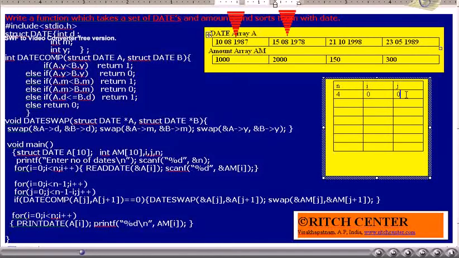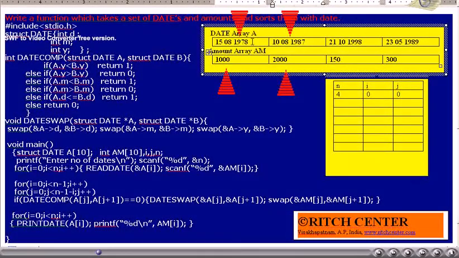Now the first two dates are compared. As the second date is older than the first date, they are exchanged by calling the date swap function. At the same time, the amounts are also exchanged.